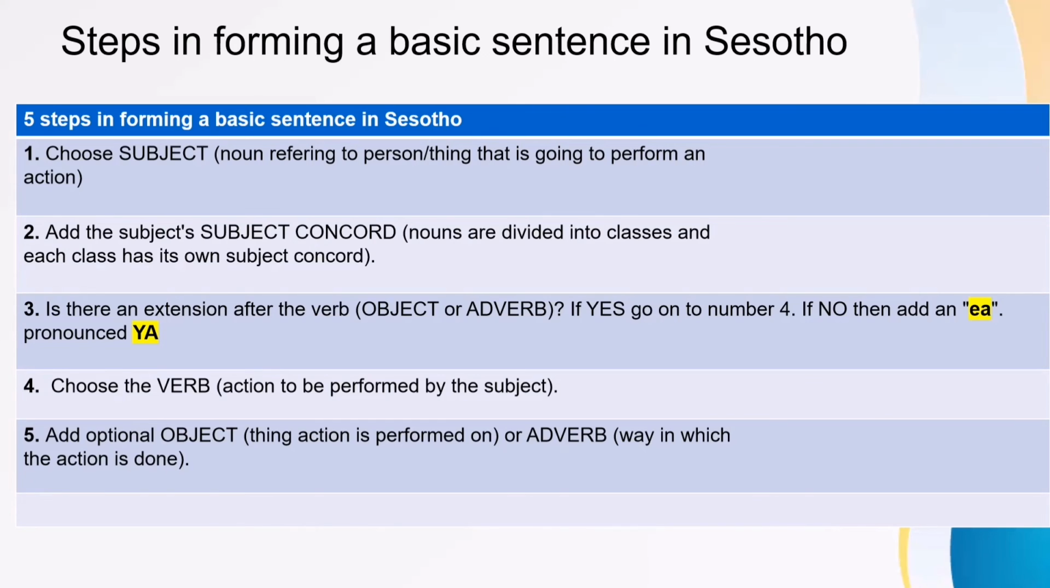And then number 5, add an optional object, which here is an action performed, or an adverb, a way in which the action is done. Remember, an adverb describes the verb. So these are the 5 steps that you need to know, and the right order you need to follow, in order to create a structured, grammatically correct Sesotho sentence.